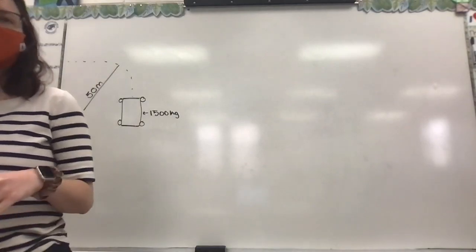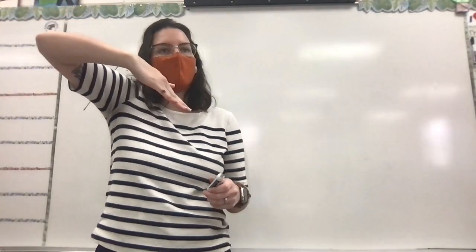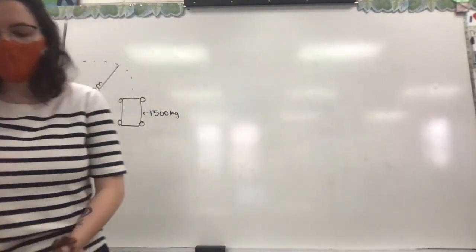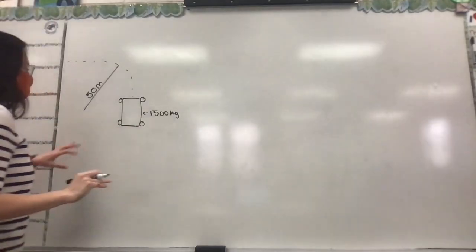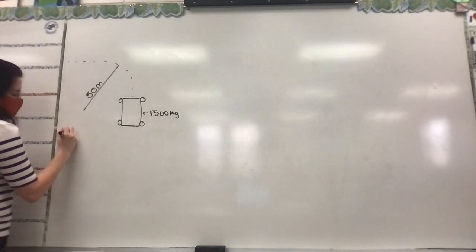Do you guys know what a banked road is? It's sort of like this, at an angle. This is unbanked, so it's going to be flat. And we want it to not slide. So this is our picture, and we need to list out what our knowns are.